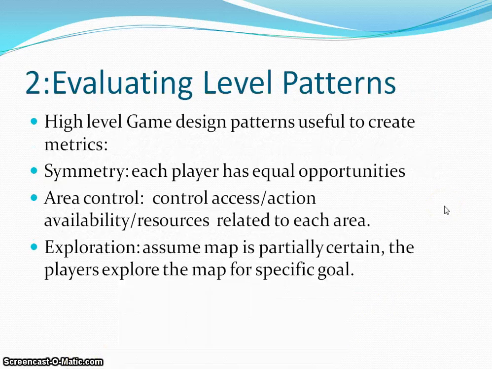So how do we create the matrix? We found some high-level guidelines from great game design patterns. There are three of them. First one is symmetry. It means that each player has equal opportunities. Area control means we should put control over access, action availability, and resources related to each area. Exploration means we assume the map is partially uncertain. The players explore the map for a specific goal.